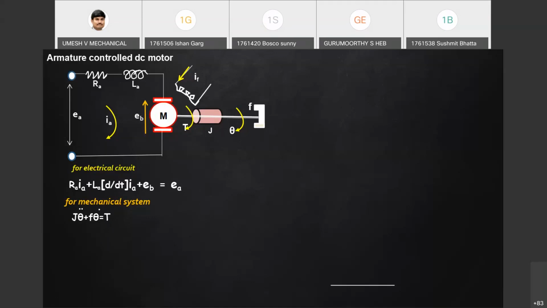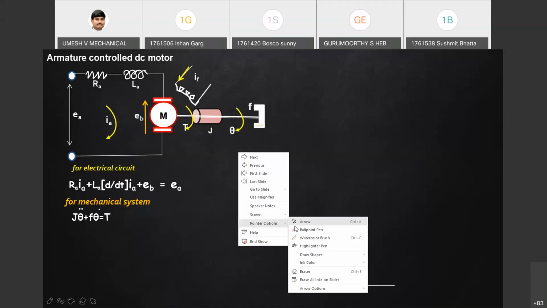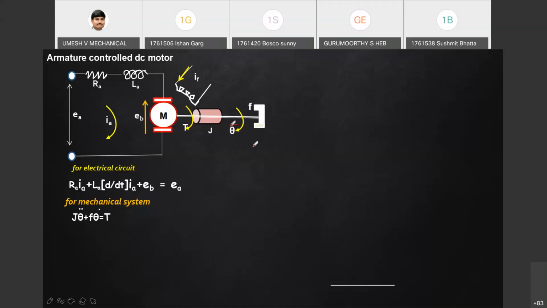Then you need to have only input and output. Input is the applied voltage, output is the final displacement theta of S. Because of the applied voltage, there is a displacement of the shaft or the rotor, which equals theta. So this is the output angular displacement of the shaft, and this is the input.